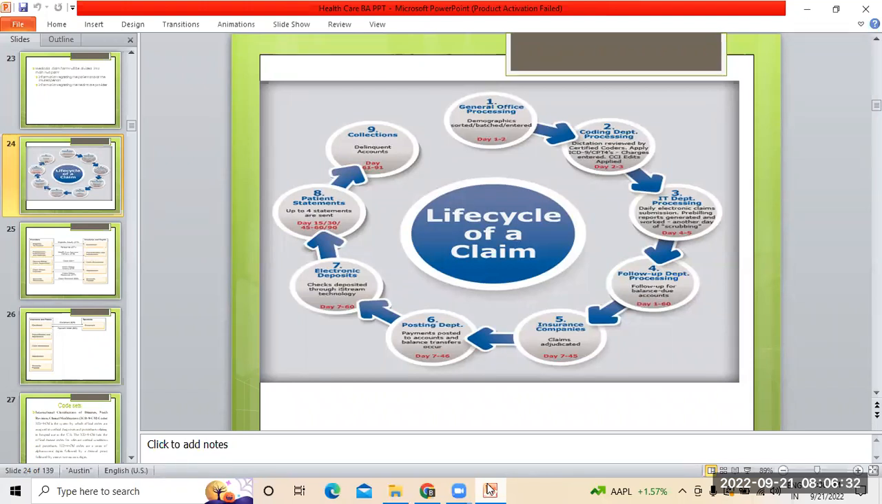Okay, so this is the life cycle of claim processing. What happens between a healthcare provider and an insurance company?